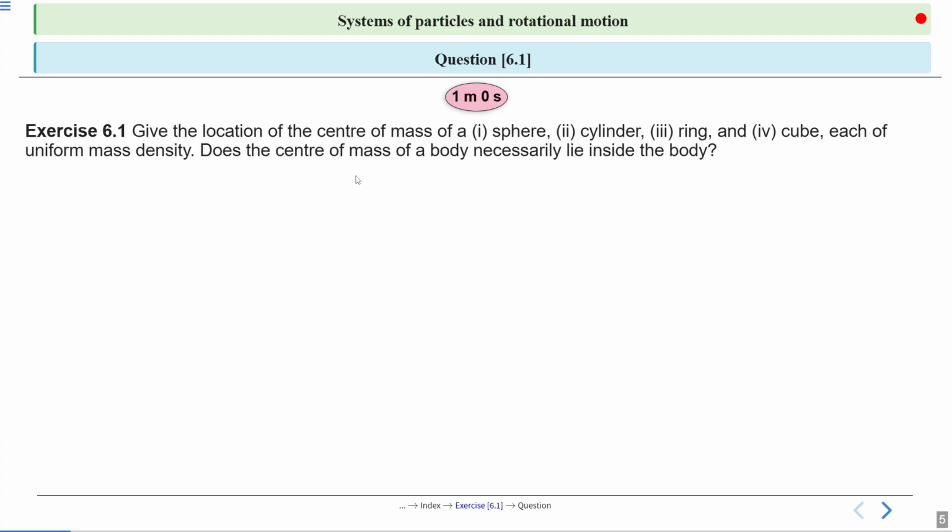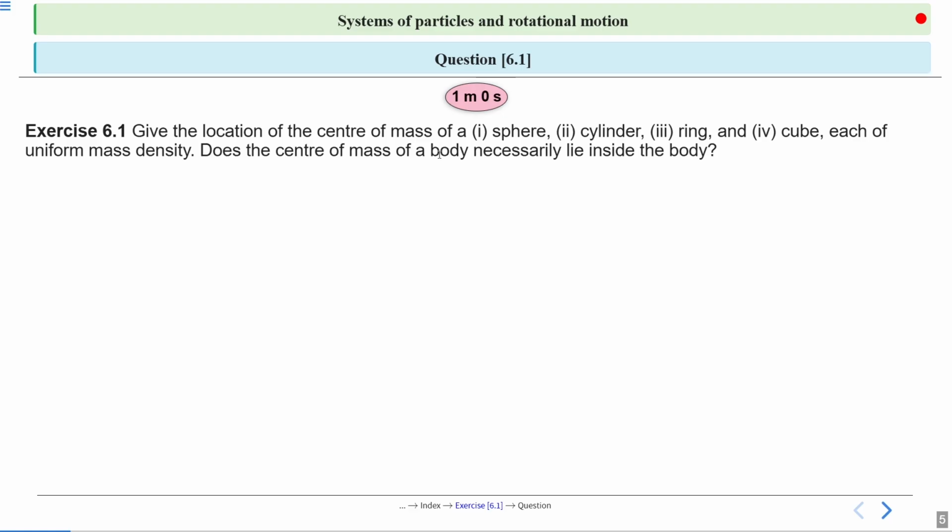So, the question is: give the location of the center of mass of a sphere, a cylinder, a ring, and a cube, each of uniform mass density. Does the center of mass of a body necessarily lie inside the body? So in this question, you have to find out the location of the center of mass of various shapes and geometry. Alright. And after that, you have to find out whether the center of mass of a body necessarily lies inside the body.